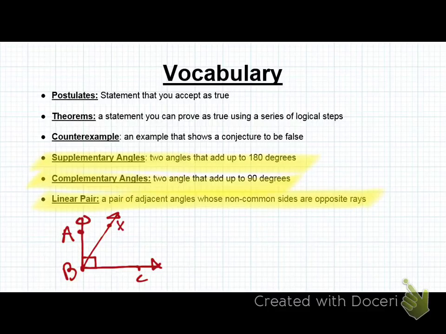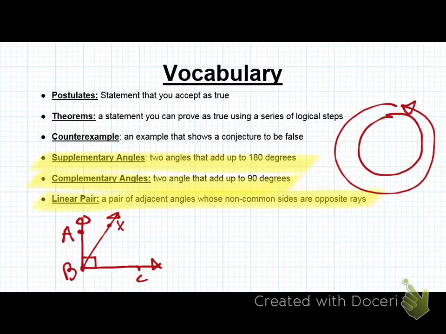Ready? Next one is supplementary angles. Just a little background knowledge. I'm going to draw a circle out here. Okay? How many degrees all the way around the circle? Good, 360. You all agree with that?